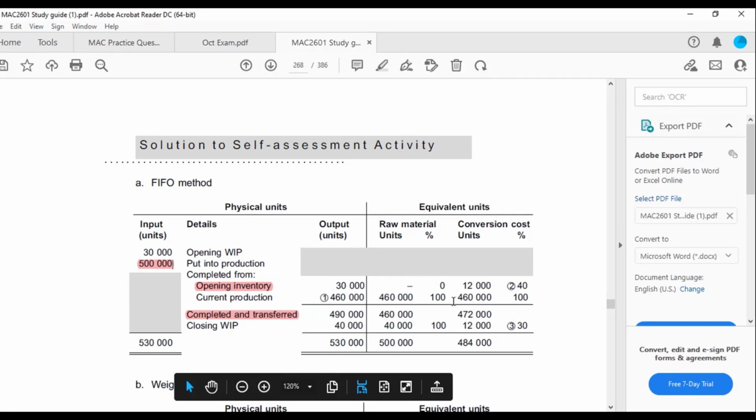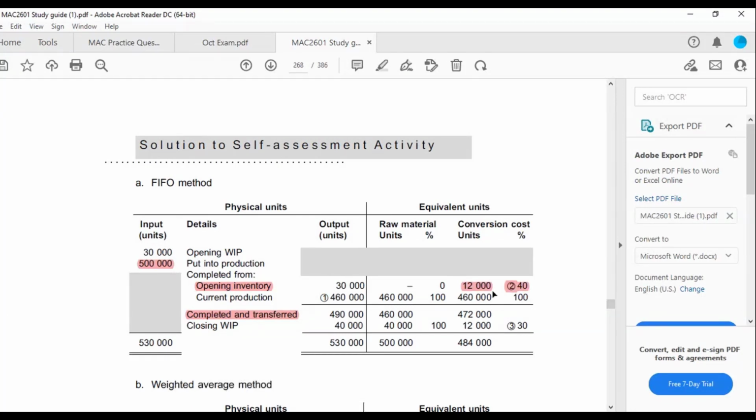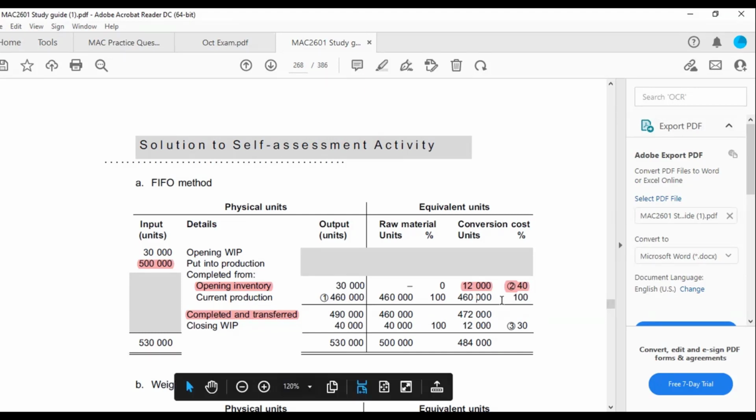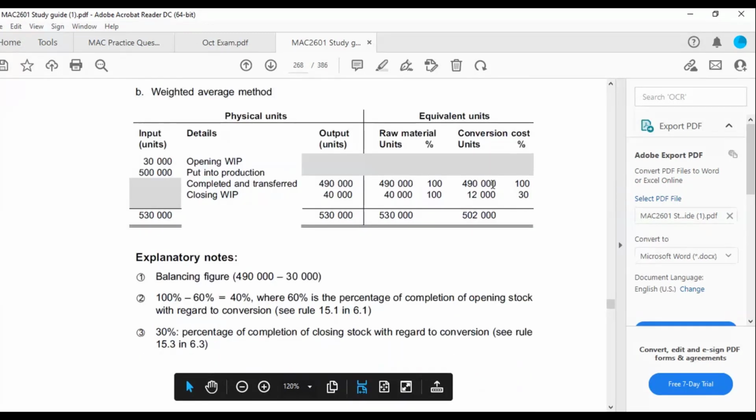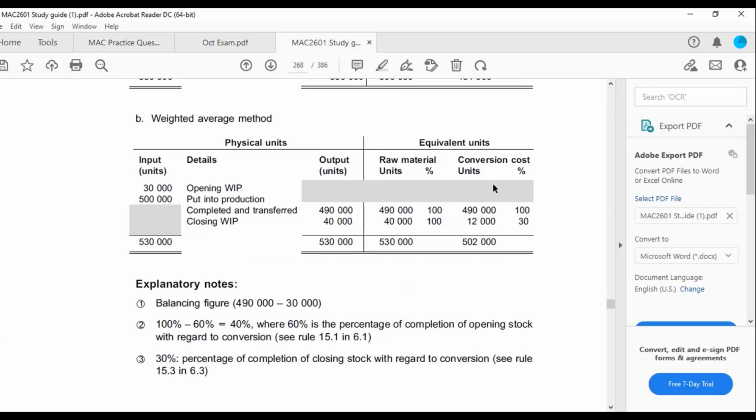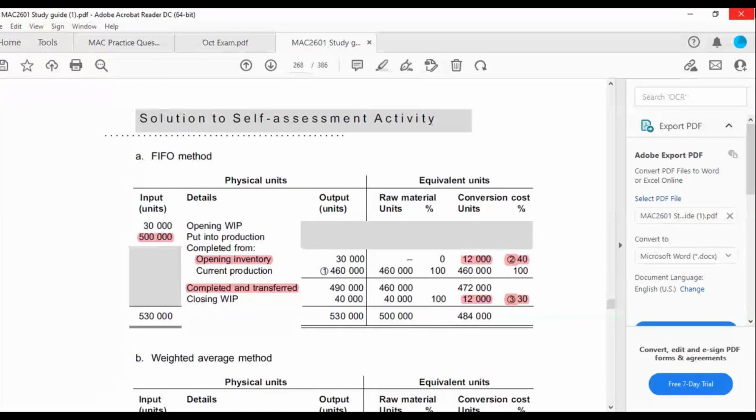Then raw materials, you know that for opening inventory it will be 0%, but for current production, it will be 100%. You also show 100% for closing WIP. For the conversion portion, you're showing what's yet to be completed under opening inventory, and current production will be 100% because it's fully completed, and closing WIP would be at 30%. I'm glad that you understand it, because that means that what's fully remaining would be the loss portion. You have a hand from Mavis.